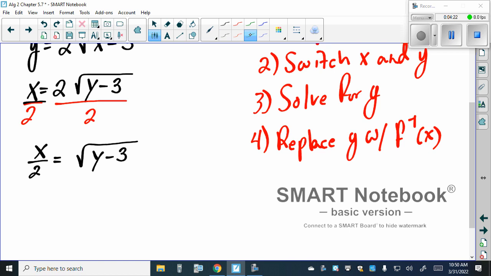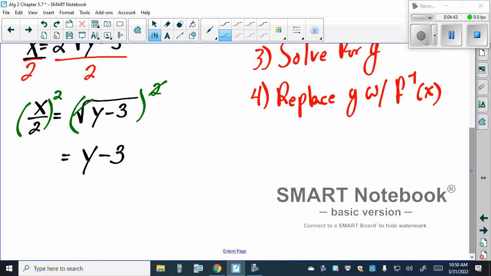Is everything else away from that radical? Yes, so we would put both sides to the second power. The reason we do this is because the square root and square will cancel out. They'll simplify out, leaving us with y minus 3.